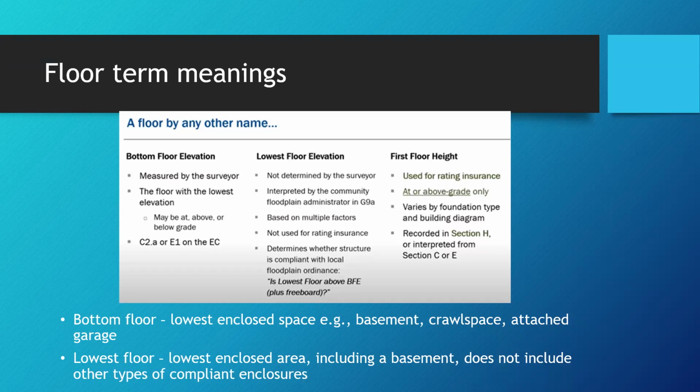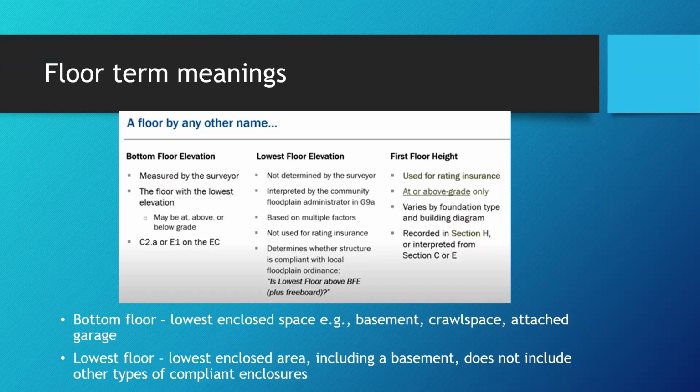Whereas the lowest floor, again, this is a floodplain management term. It's interpreted by the floodplain administrator, and it typically means the lowest living floor. So the floor above the crawl space. If there's a basement, it would be the basement because that's inside the house. If you have a full story enclosure, it would be the floor above the enclosure. So it's a term that includes basements, but does not include other types of compliant enclosures. Hopefully that makes sense and it helps distinguish those two. And I do have another graphic for that.